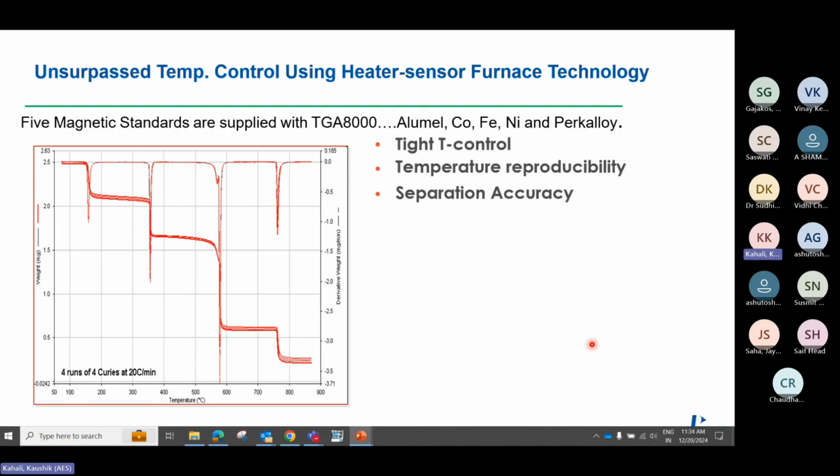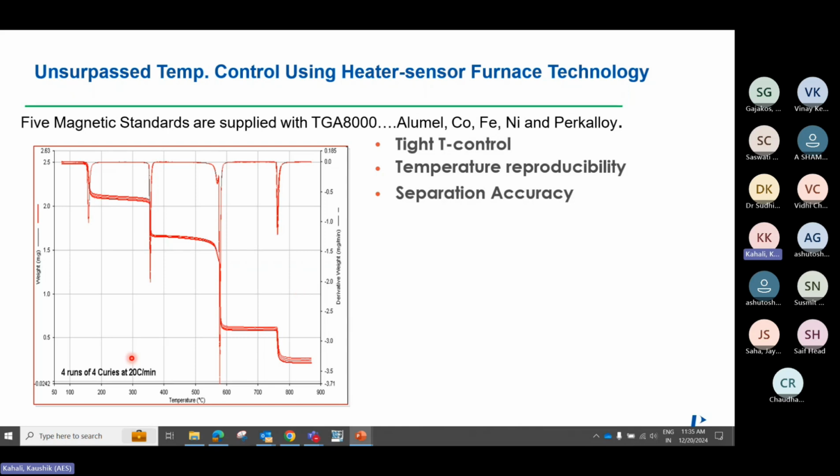And unsurpassed temperature control using heater sensor furnace technology. Five magnetic standards are supplied with the TGA. We normally supply alumel, cobalt, iron, nickel, and perkalloy. And we do the calibration of the system for the entire temperature range using these magnetic standards and metal standards. That is why you get tight temperature control, temperature reproducibility, and separation accuracy.